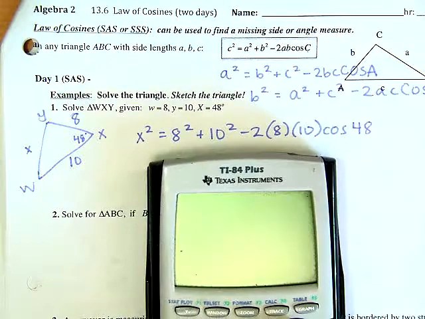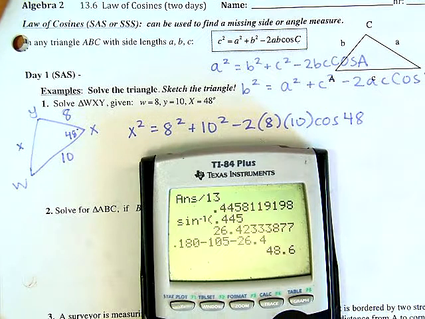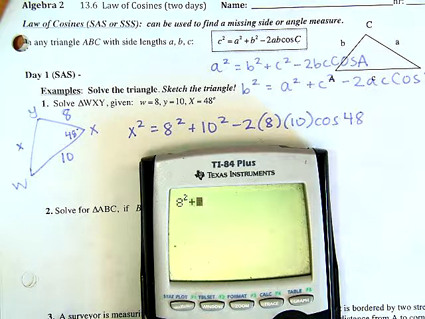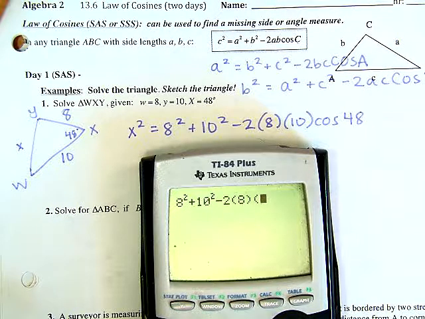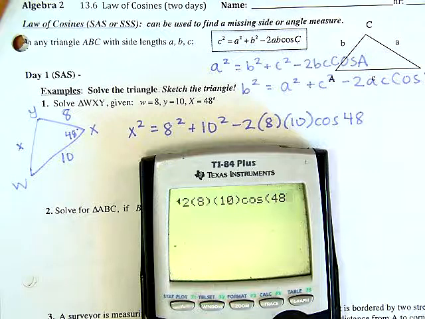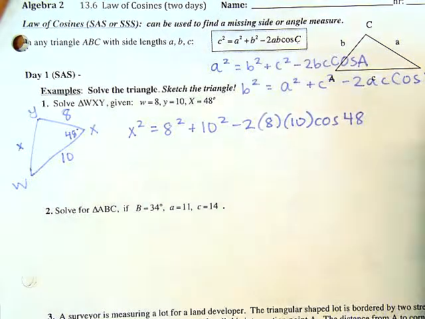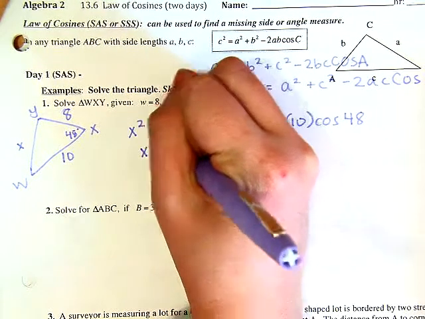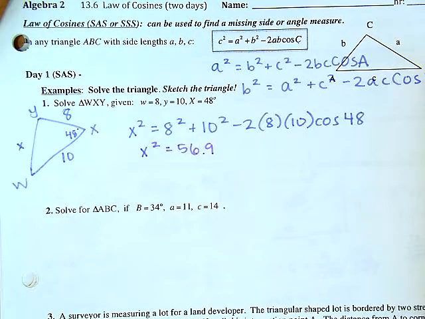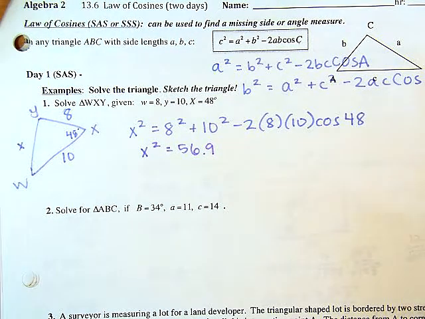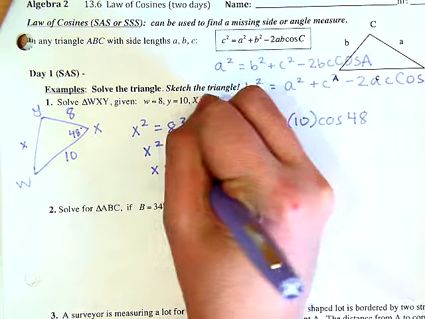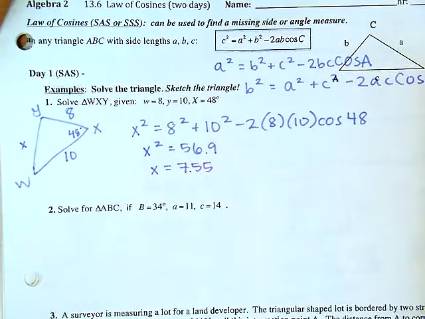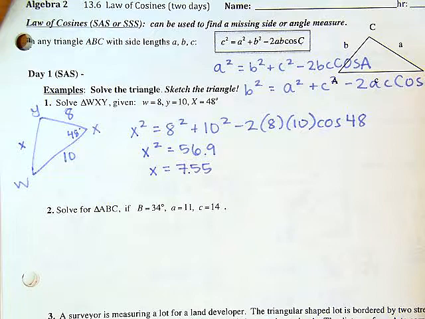This I can plug straight in my calculator as one line. Watch. 8 squared plus 10 squared minus 2, 8, 10, cosine 48. And when I plug that in, I get 56.9. So x squared equals 56.9. And all I gotta do is take the square root of that, and I get x equals 7.55. So that side is 7.55.